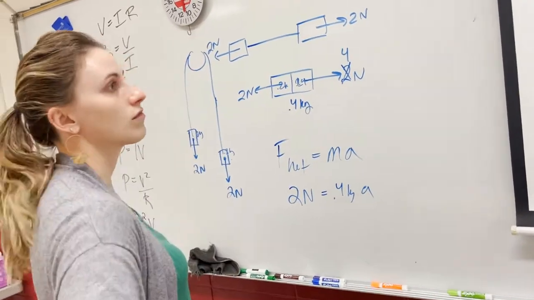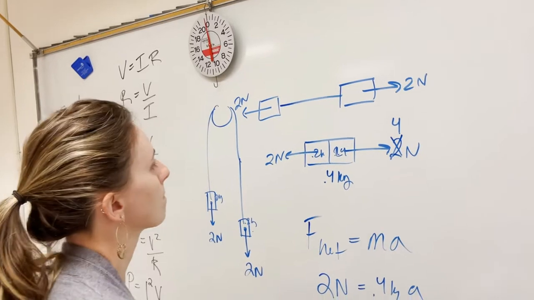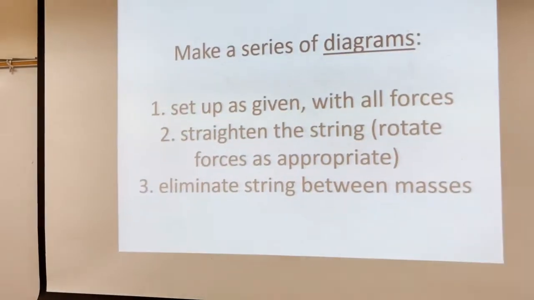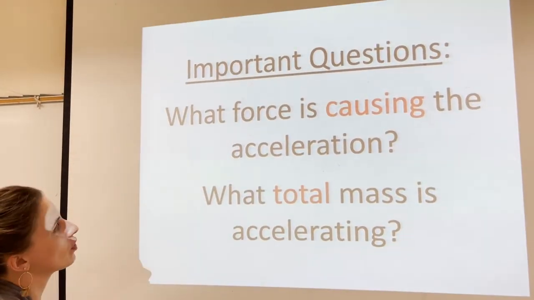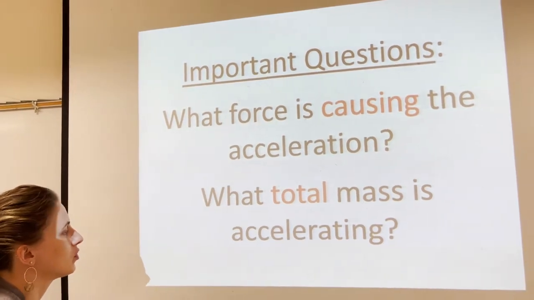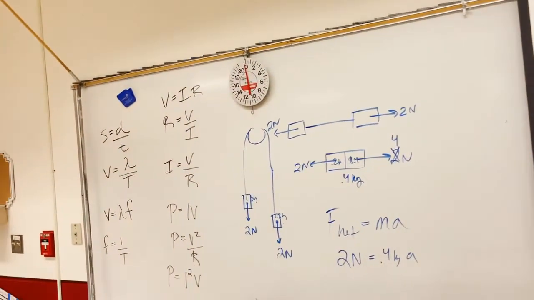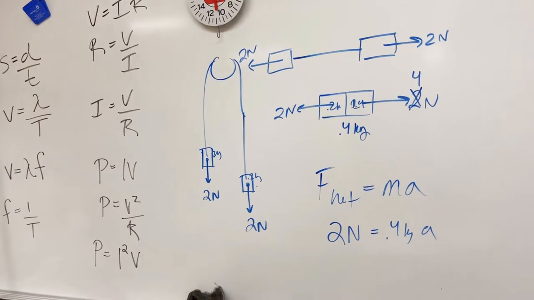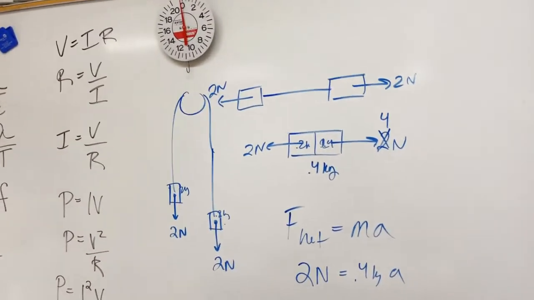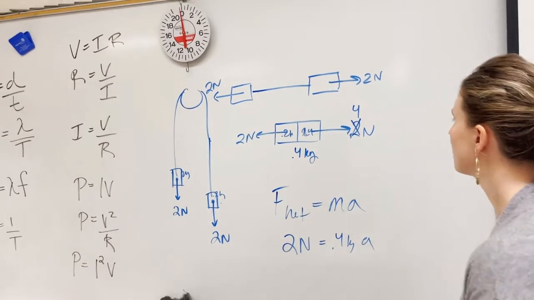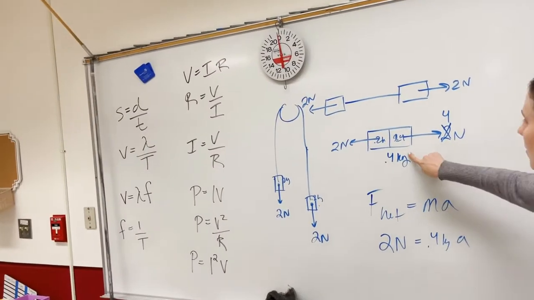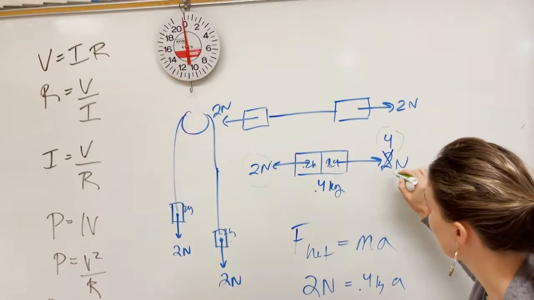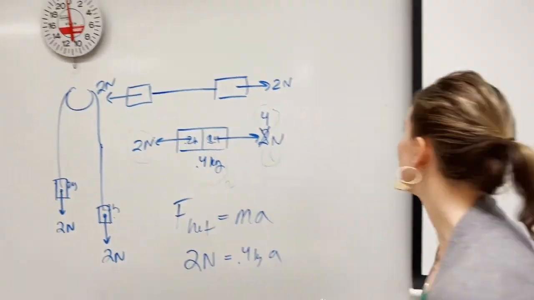So here's an example. The net force is the sum of the 2 forces. You add them together, but it also produces an acceleration on a mass. An important question: what force is causing the acceleration? What total mass is accelerating? So when you have an Atwood machine problem, you have to say what force is causing the acceleration, what's the net force, and then what is the total mass that's accelerating? You have to add the masses together. Those two questions guide you to look at the net force at play and the total mass.